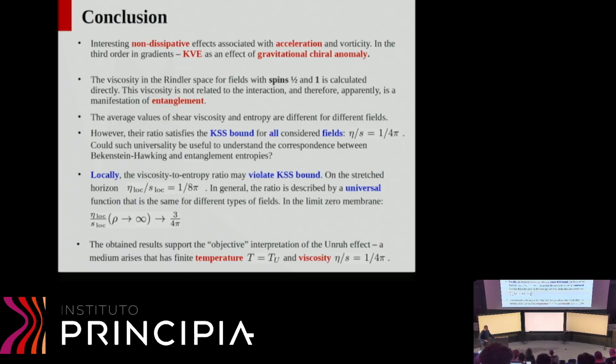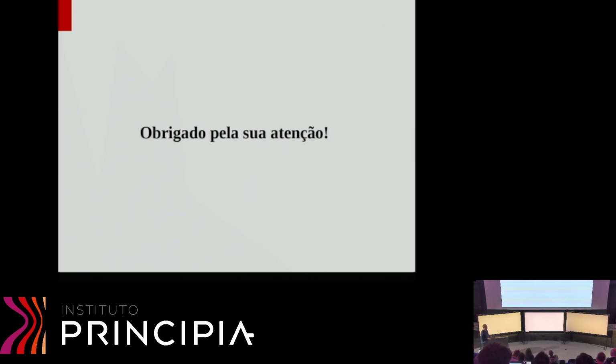And finally, we can conclude that the obtained result supports the objective interpretation of the Unruh effect. So the interpretation that it is not only the effect of detector, but we have a kind of real medium which has not only finite temperature, but also finite viscosity. Thank you for your attention.